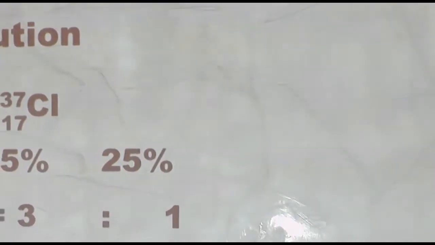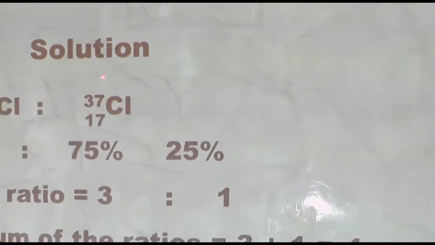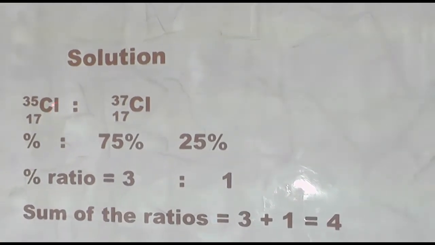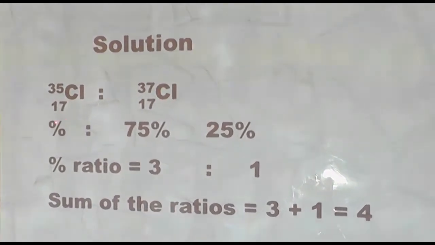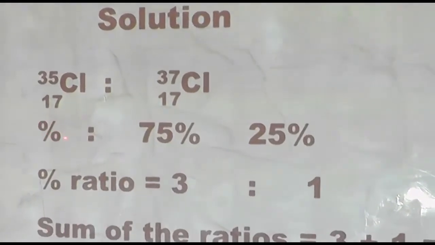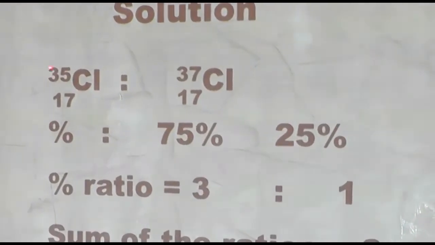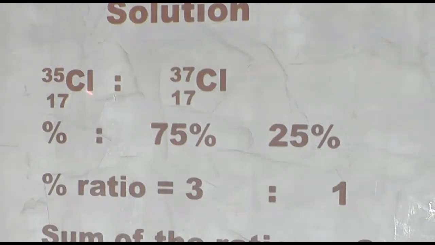As a way of solution, let us bring back the isotopes, chlorine 35 and chlorine 37. Percentage abundance for chlorine 35 is 75%. And for chlorine 37, the percentage abundance is 25%.